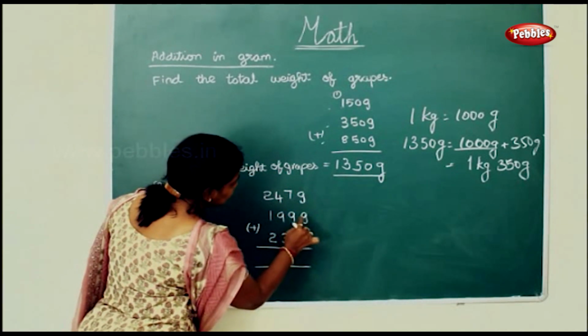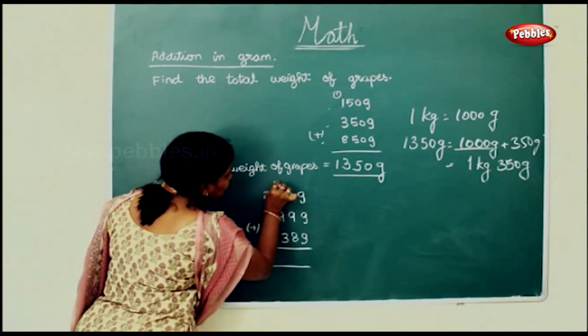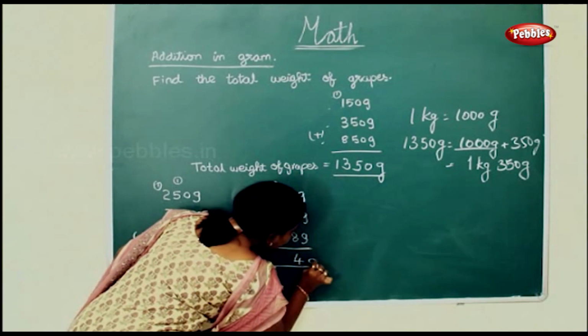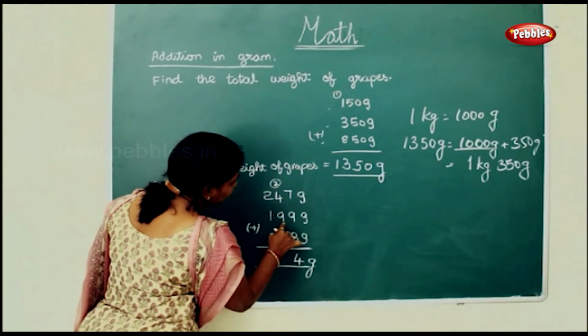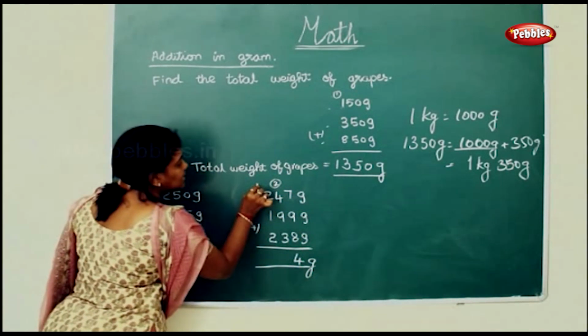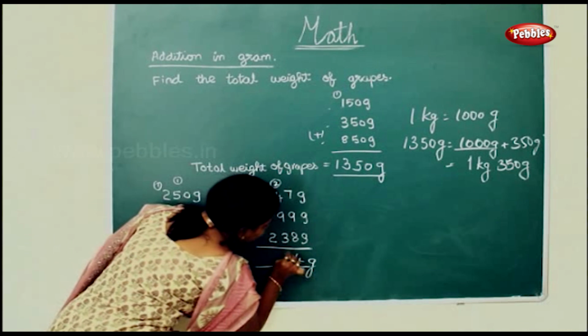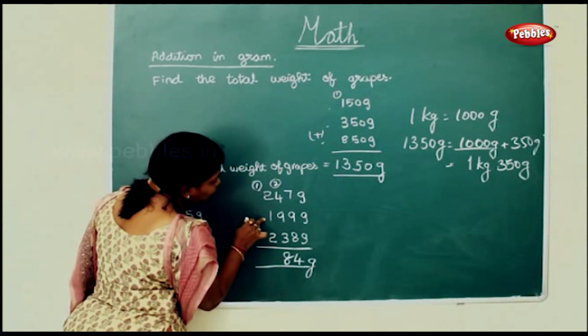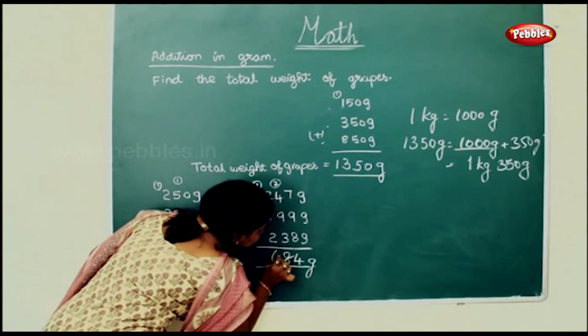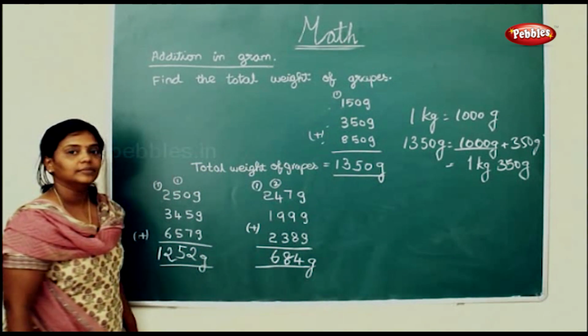7 plus 9 is 16, 16 plus 8 is 24 grams. 2 plus 4 is 6, 6 plus 9 is 15, 15 plus 3 is 18. 1 plus 2 is 3, 3 plus 1 is 4, 4 plus 2 is 6. So 684 grams in total.